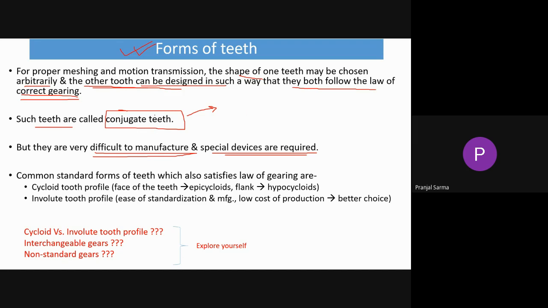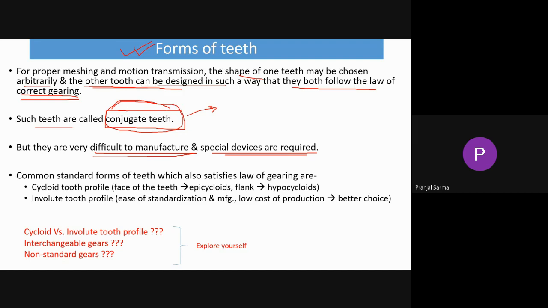Apart from that, you can have your own conjugate teeth profile. That means you can choose both. You can design both teeth profiles in a way that they follow the proper law of gearing. That is possible, but that is difficult to do.